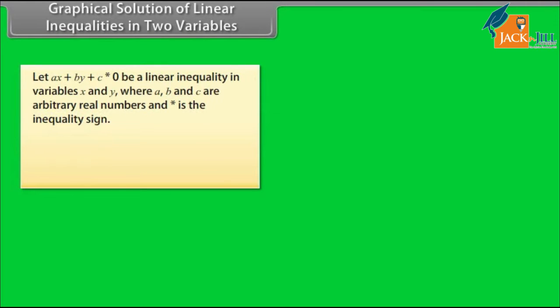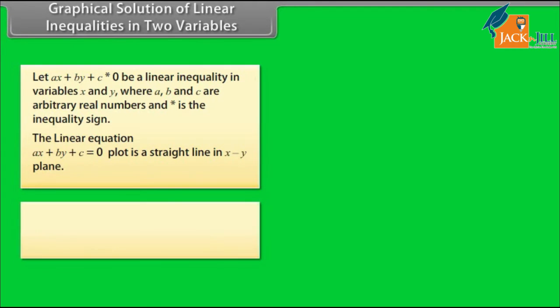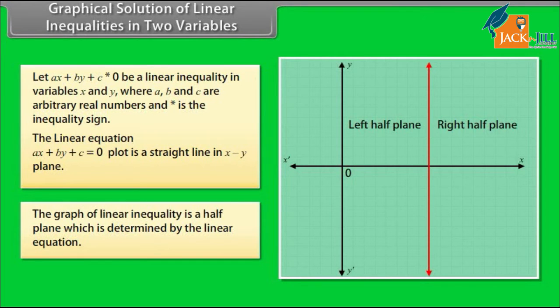Graphical solution of linear inequalities in 2 variables. Let ax plus by plus c star 0 be a linear inequality in variables x and y, where a, b and c are arbitrary real numbers and star is the inequality sign. The linear equation ax plus by plus c is equal to 0 plots a straight line in the xy plane. Below are the examples of straight lines in the xy plane, which divides the xy plane into 2 halves. The graph of linear inequality is a half plane, which is determined by the linear equation.